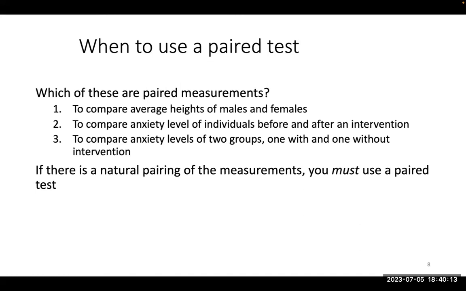Or here we have birth weight. Average heights of males and females at age 7 to age 10. Anxiety levels of individuals before and after an intervention or after meditation. Something along these lines, right?